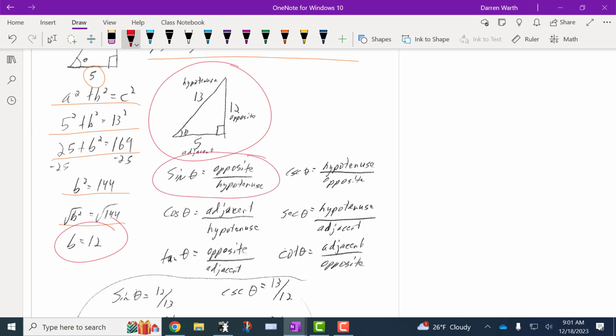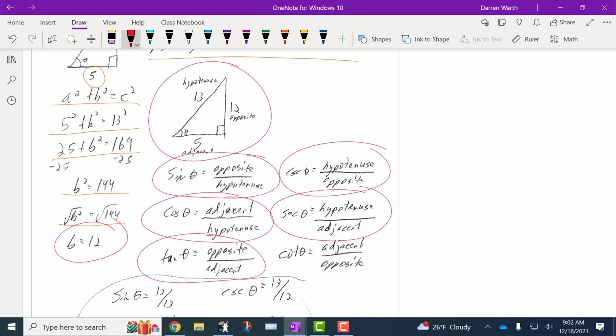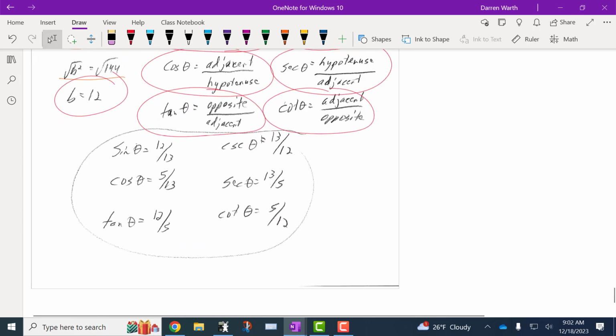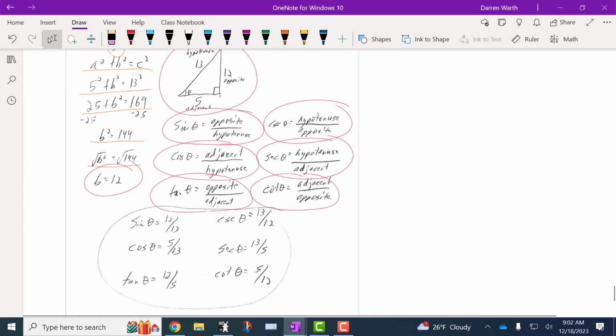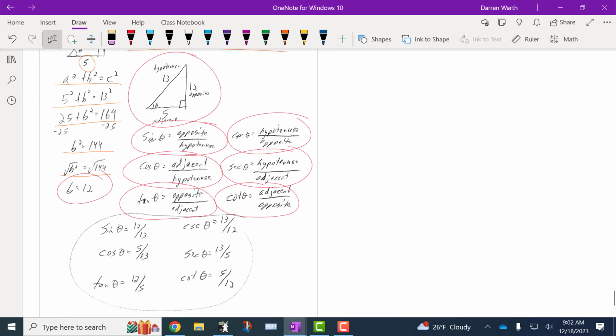Remember, sine is opposite over hypotenuse, cosine is adjacent over hypotenuse, tangent is opposite over adjacent, cosecant is hypotenuse over opposite, secant is hypotenuse over adjacent, and cotangent is adjacent over opposite. So let's go ahead and fill in those numbers. Sine is opposite over hypotenuse. Its reciprocal, cosecant, would be hypotenuse over opposite.